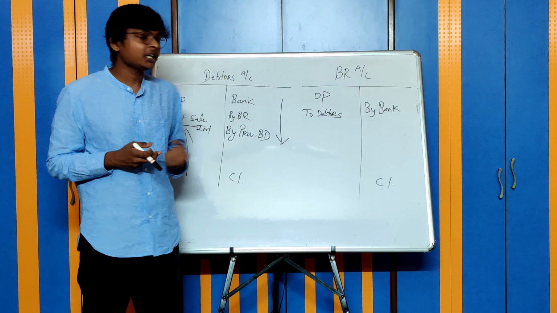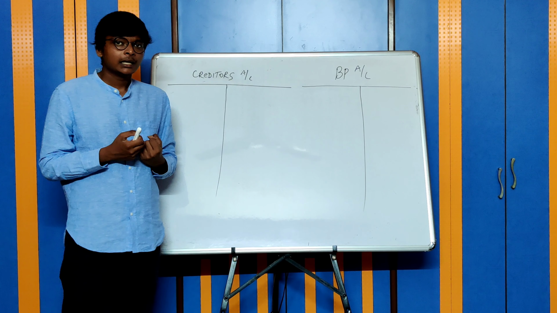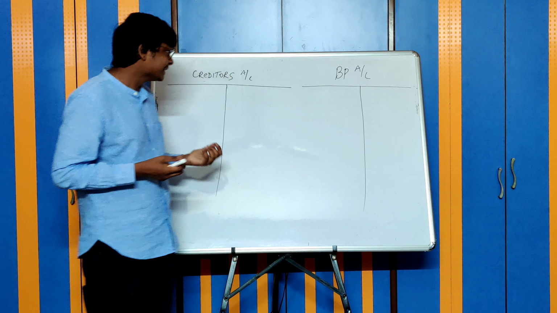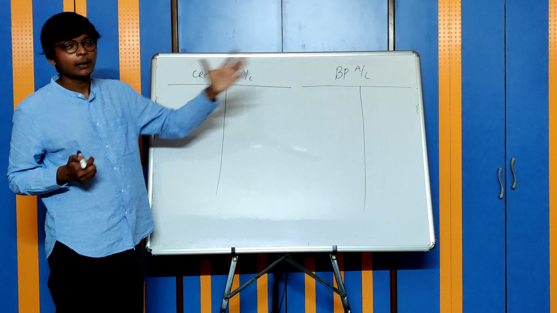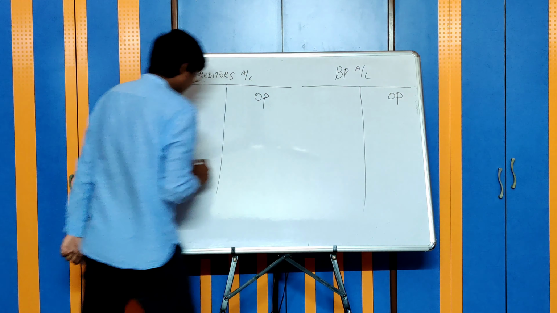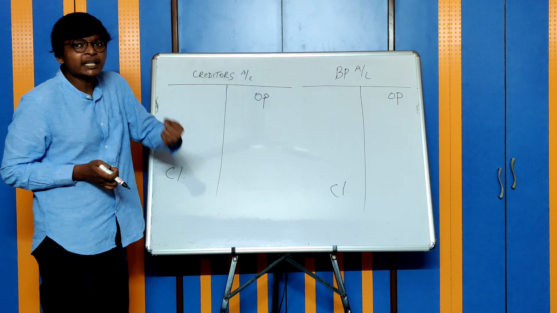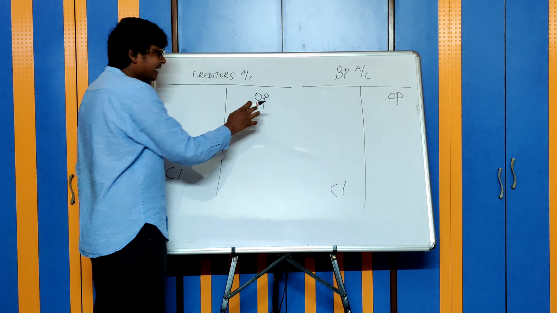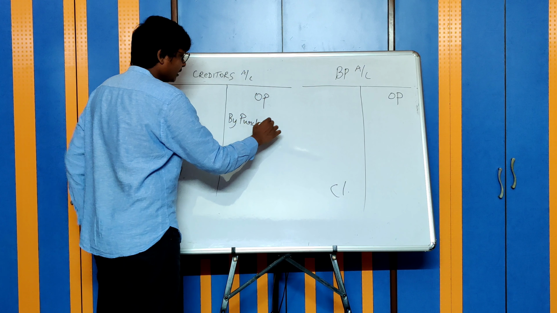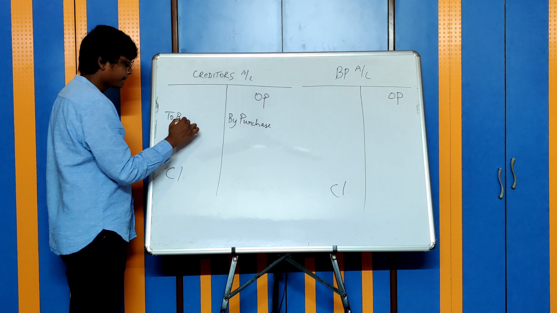Now let us look at the structure for the creditors account and bills payable account. In the previous section, we had discussed debtors and bills receivable account. Now let us see the general structure for creditors and bills payable account. Opening balances come on the credit side for these accounts and closing balances come on the debit side. Any credit purchases made will come on the credit side of the creditors account, and any payment made to my creditors will come on the debit side.